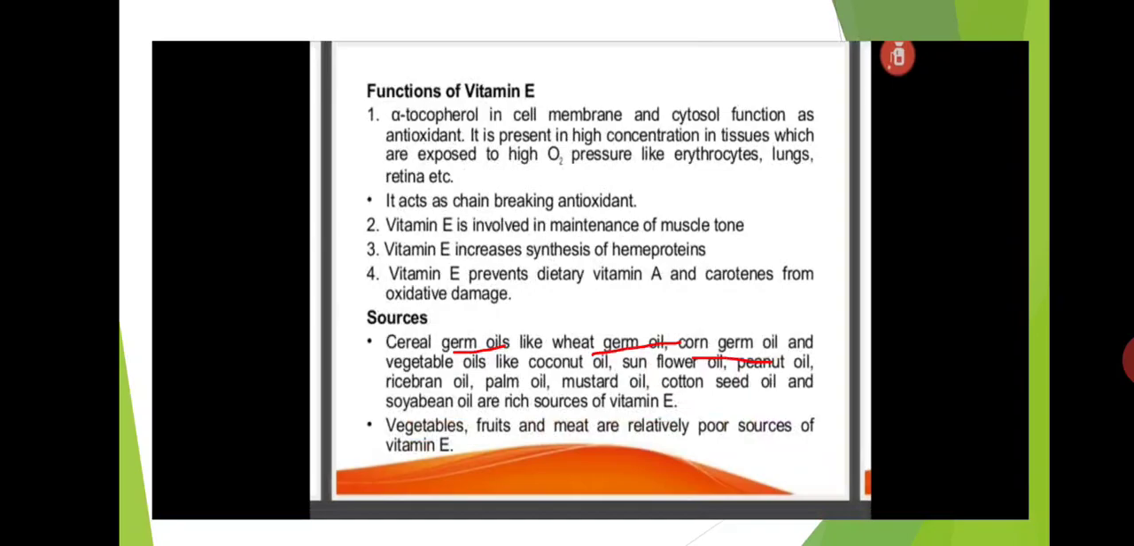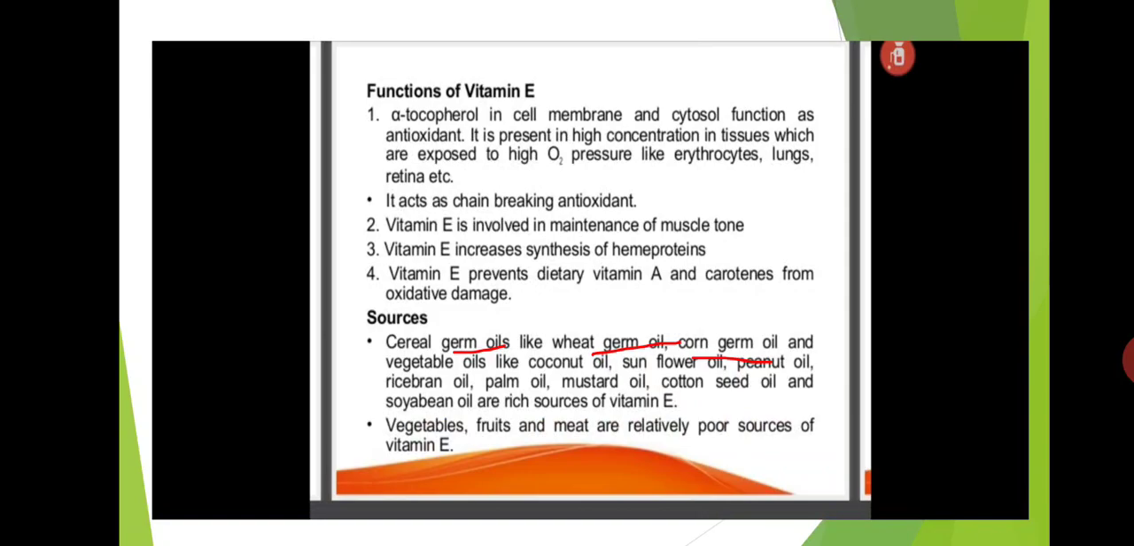The functions of vitamin E: alpha tocopherol in cell membrane and cytosol functions as an antioxidant. It is present in high concentration in tissues exposed to high oxygen pressure, like erythrocytes, lungs, retina, etc. Vitamin E acts as a chain breaking antioxidant. It is involved in maintenance of muscle tone, increases synthesis of heme proteins, and prevents dietary vitamin A and carotenes from oxidative damage.